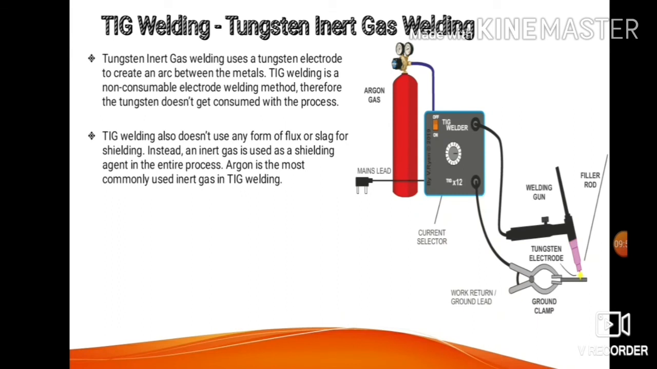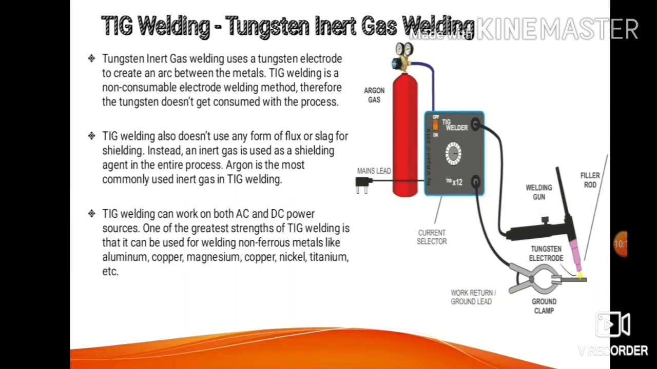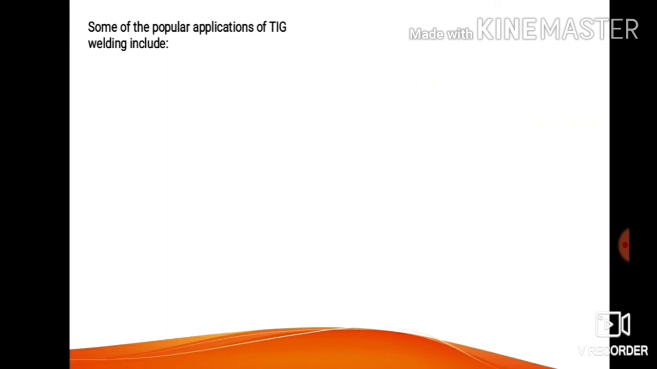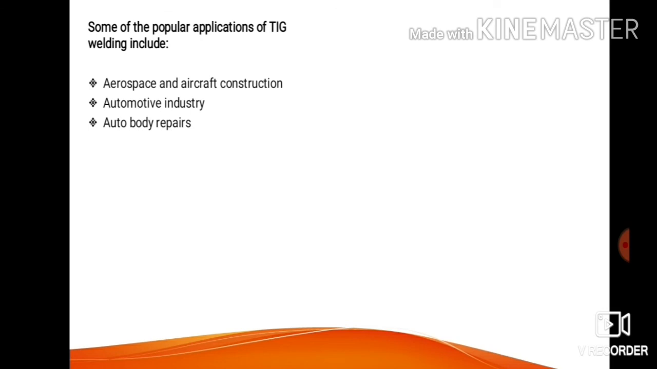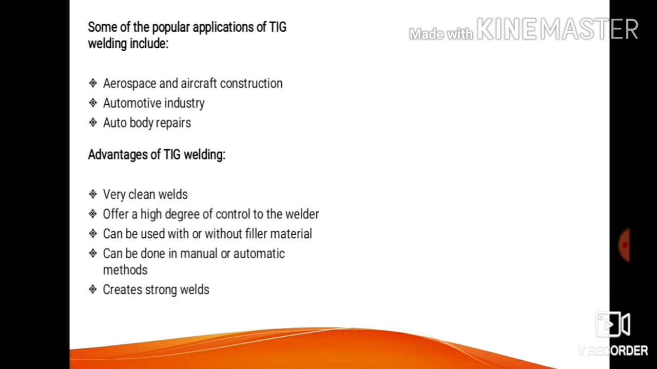TIG welding also doesn't use any form of flux or slag for shielding. So TIG welding can work on both AC and DC power sources. One of the greatest strengths of TIG is that it can be used for welding non-ferrous metals like aluminum, copper, magnesium, nickel, titanium, etc. Some of the popular applications of TIG welding include aerospace, aircraft, automotive, and auto body repairs. Advantage of TIG welding: very clean welds can be performed with the help of TIG.